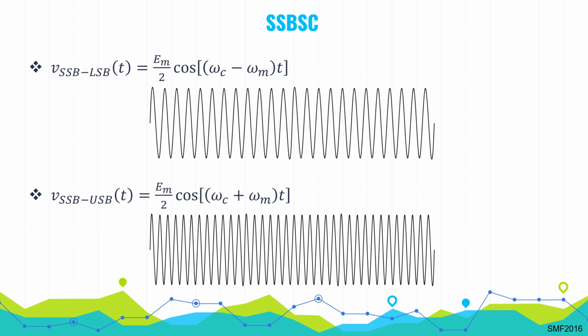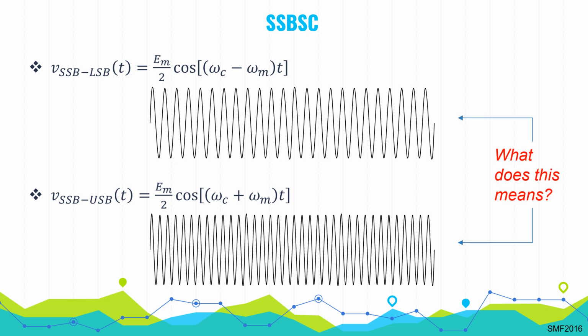Let's now look at the mathematical expressions for the lower sideband, LSB, and upper sideband, USB, in SSBSC. For the lower sideband, LSB, V sub SSB LSB of t is equal to E sub m divided by 2 cosine of omega sub c minus omega sub m times t. For the upper sideband, USB, V sub SSB USB of t is equal to E sub m divided by 2 cosine of omega sub c plus omega sub m times t. The SSBSC signal contains only one sideband, either LSB or USB, depending on the chosen configuration.